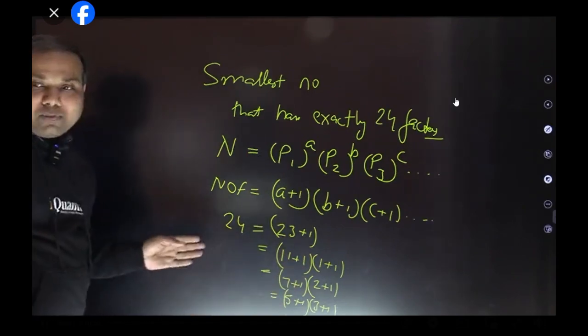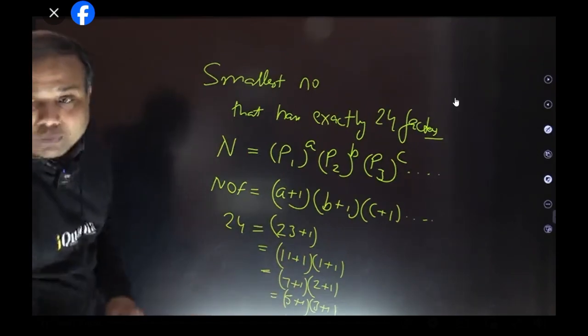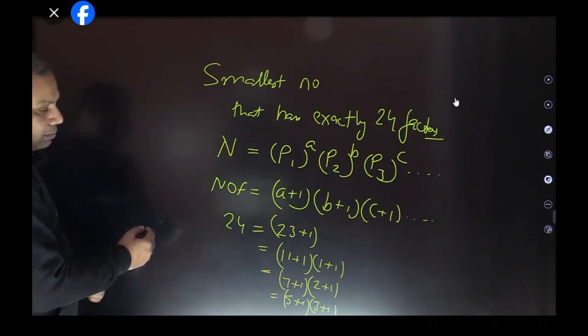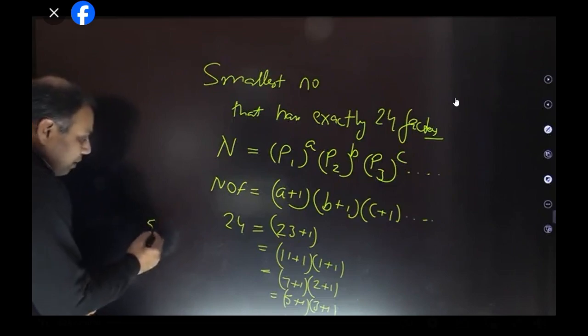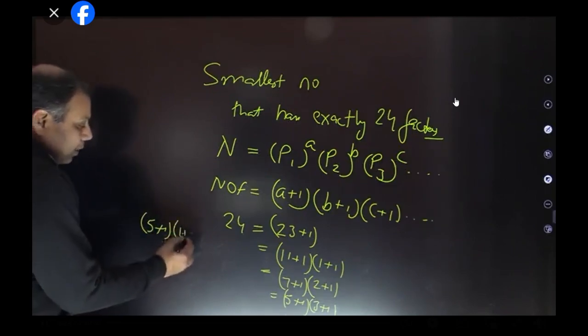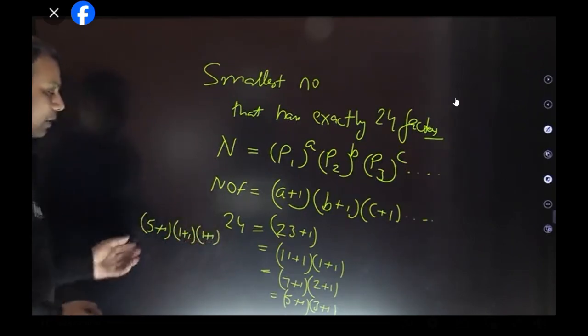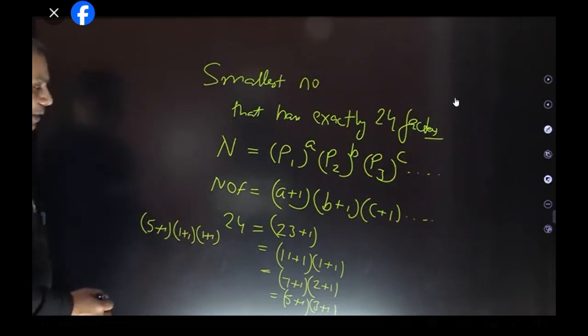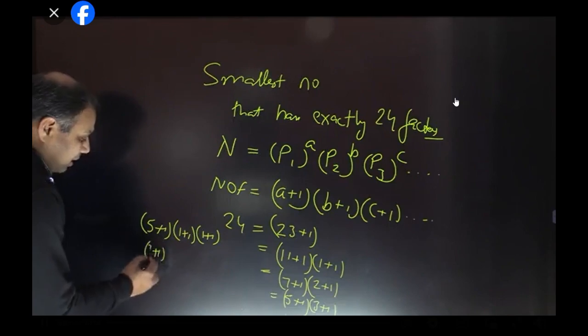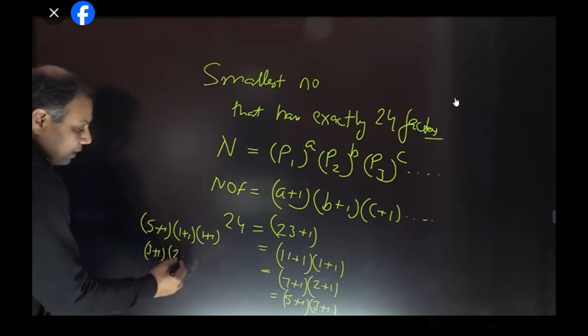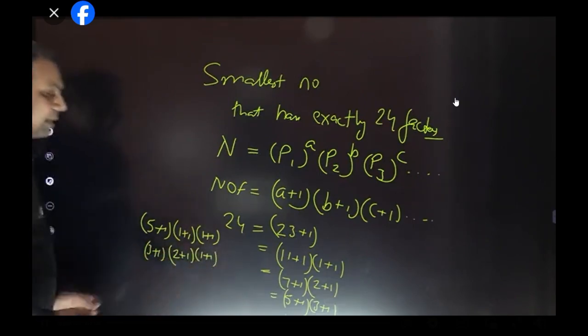If I break this 24 as product of 3 numbers, yes, 2 into 3 into 4, fine. So if I go by 2 into 3 into 4, let's start with 5 plus 1, that is 6, into 1 plus 1 into 1 plus 1, right? 6 into 2, 12 into 2, 24. And after that, 4, that is 3 plus 1, 4, into 3, 12 into 2. I think these are all the factors, fine.